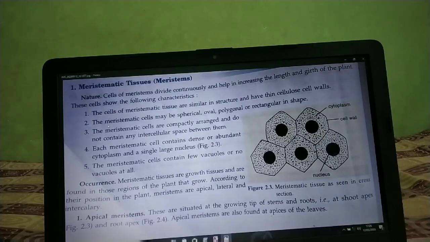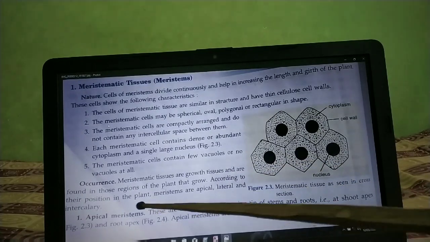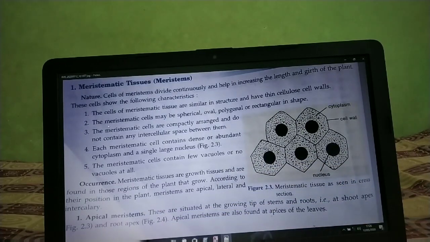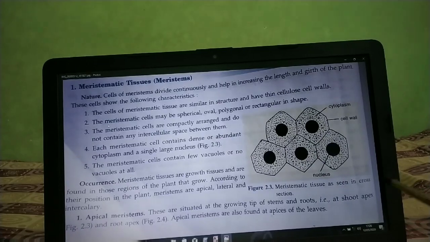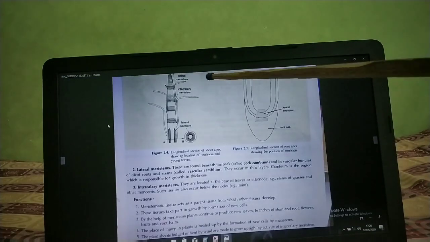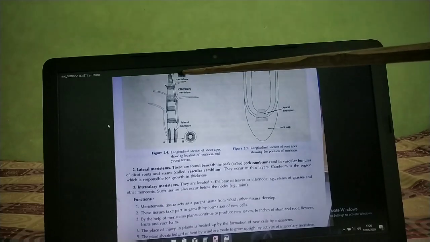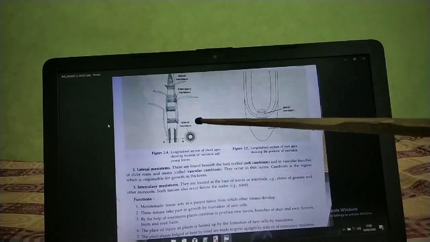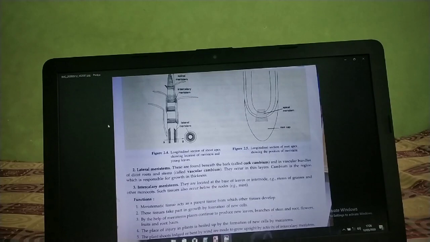According to their position, it is divided into three types. First one is the apical meristem. These are situated at the growth tip of stems and roots, that is at the shoot apex and root apex. Apical meristems are also found at the apices of leaves. Children, you can see in the figure also: this one is the apical, intercalary and lateral.